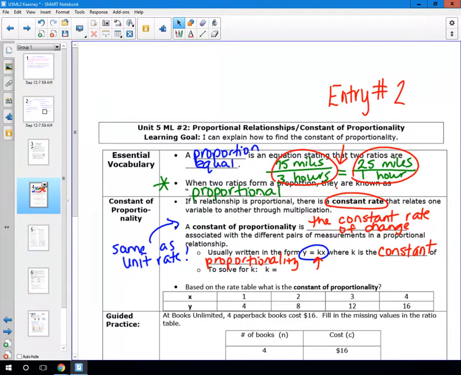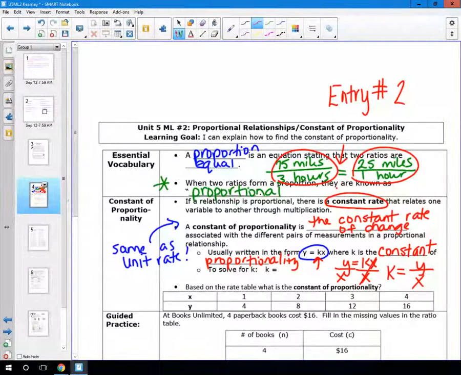So if we're saying that y equals k times x, that just means the constant of proportionality is that k. What number are you multiplying x by to get y? That would be your constant of proportionality. Now, if you wanted to solve for k, you could take the equation y equals k times x and divide by x to get k by itself, and so k is equal to y divided by x.